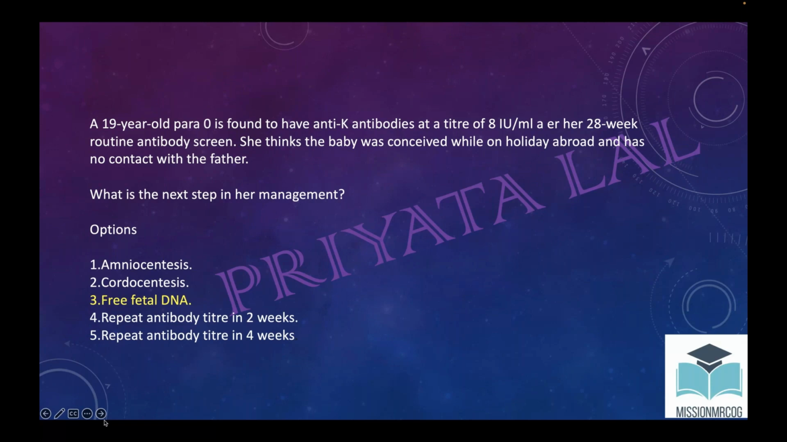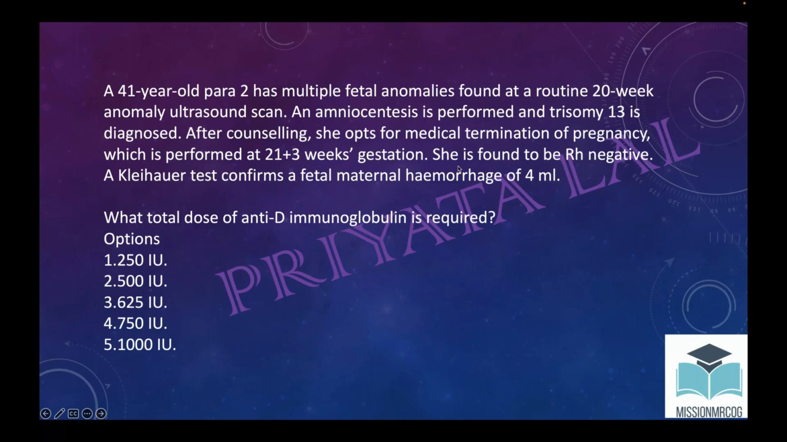Okay, a 41-year-old woman with multiple anomalies on the routine 20-week scan. Amniocentesis is performed at 13 weeks and trisomy 13 is diagnosed. After counseling, she opts for medical termination. The test confirms a maternal hemorrhage of 4 ml. What is the dose of immunoglobulin? 500 international units, yes, ma'am, 500 units.